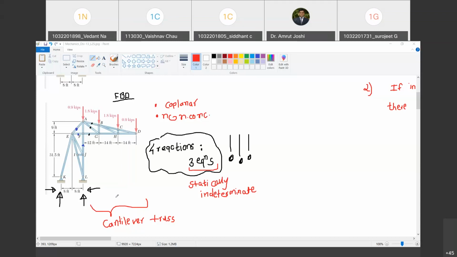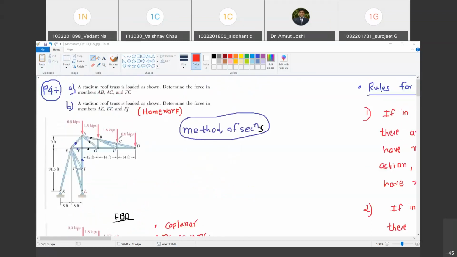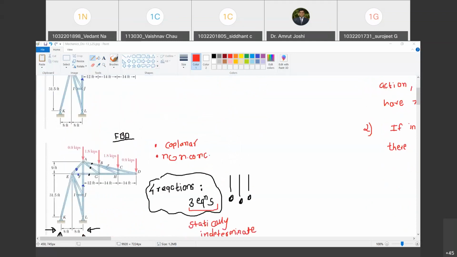Because the truss is cantilever, we can start with the free end. Are you with me? Yes, sir. You will realize what I mean when we actually go into the intricacies of method of sections. Now, if you look at part A, कौन से member में मुझे force चाहिए? AB, AG and FG. Are you with me?